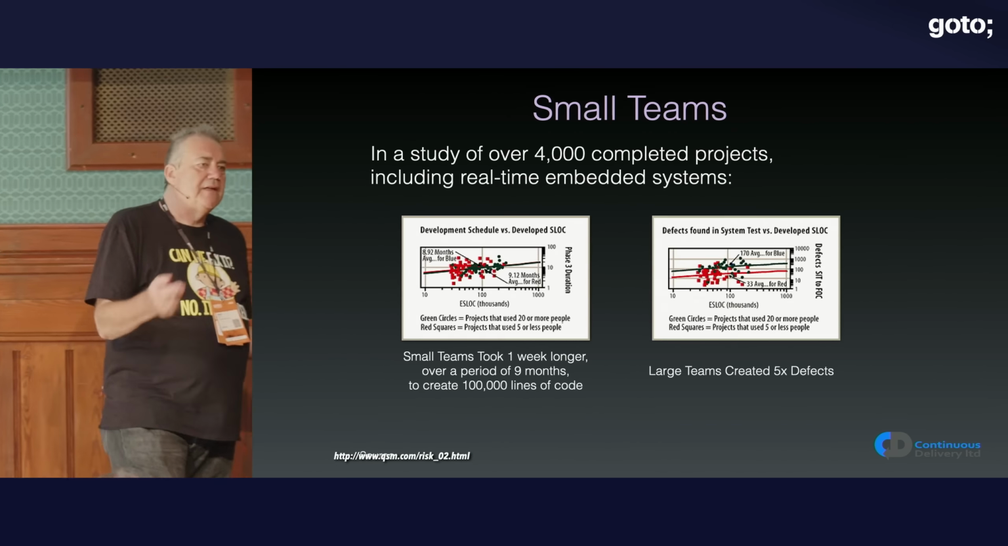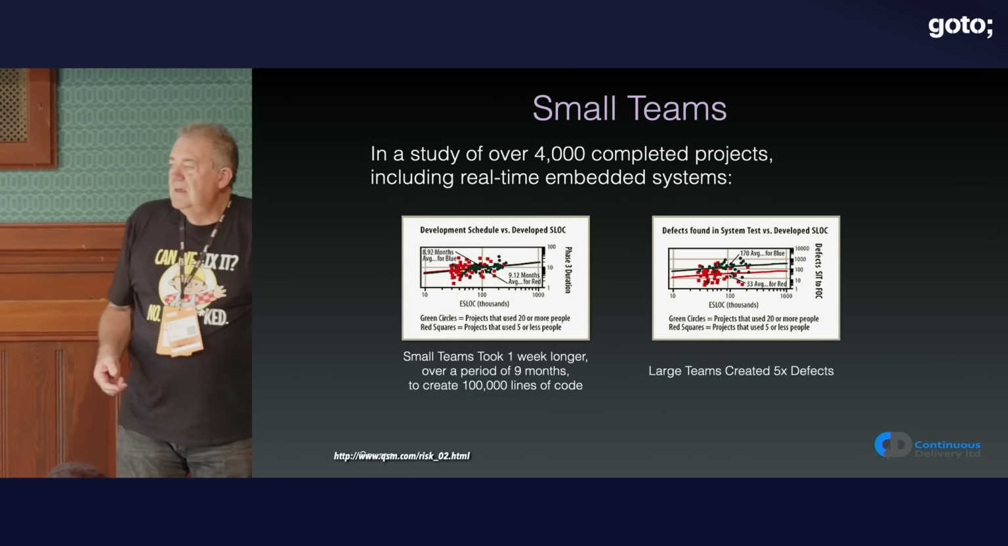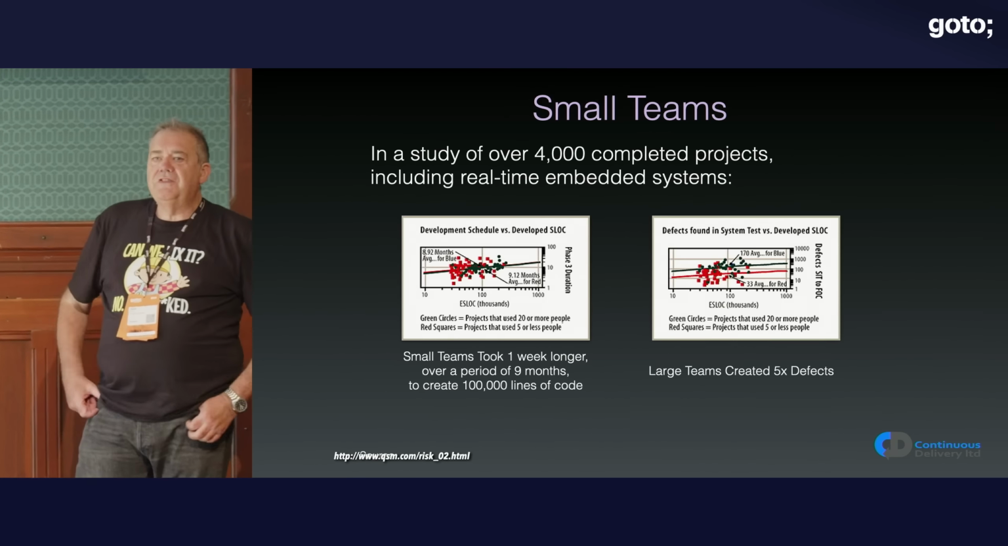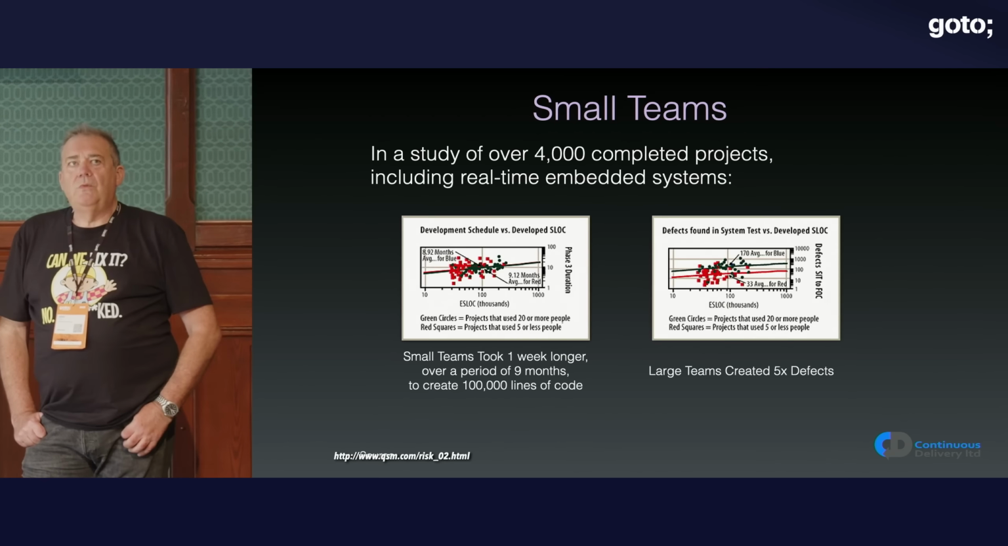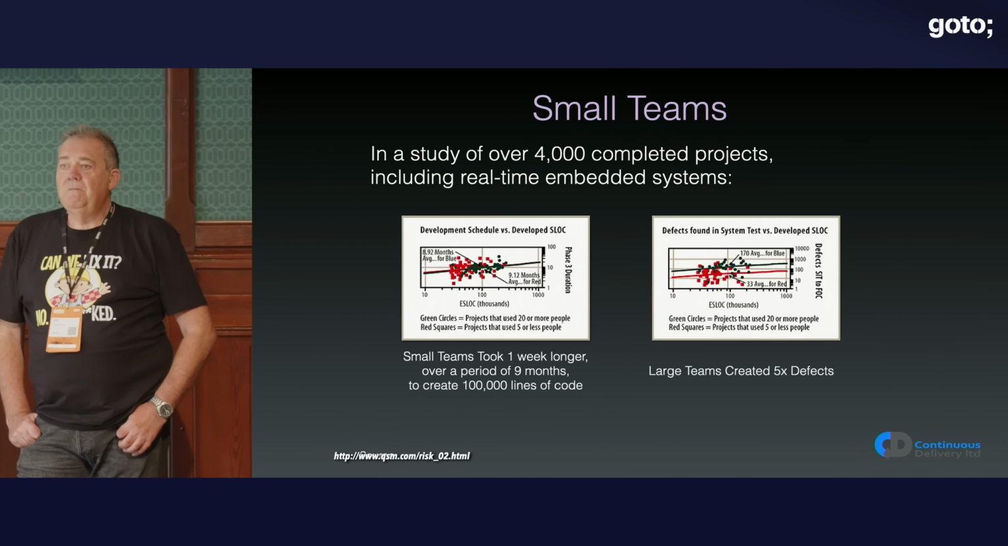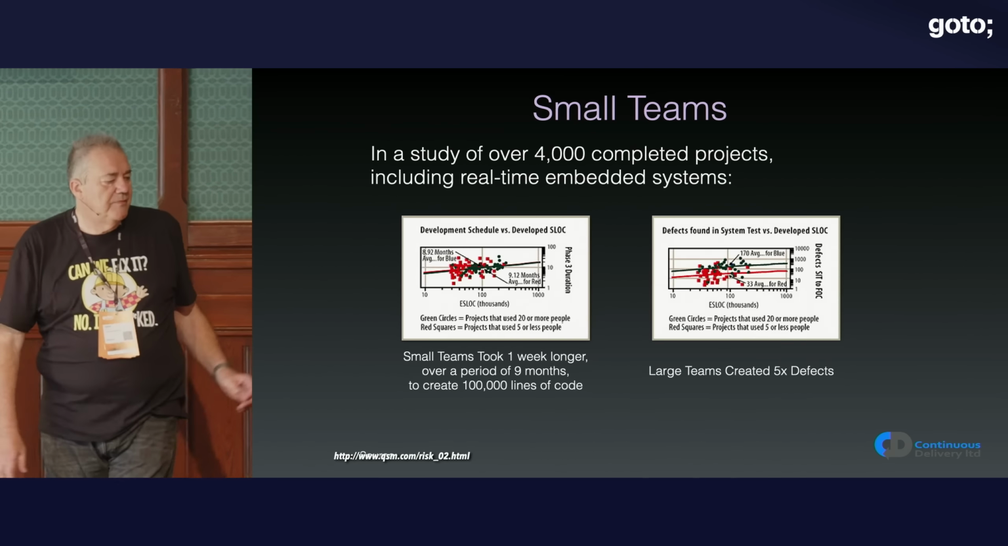Then they looked at the defect rates, and the defect rates for the teams of 20 people were 5 times higher than for the teams of 5 people. So teams of 20 people write worse software slower. That's what the data says.